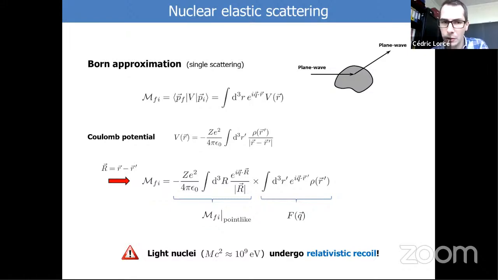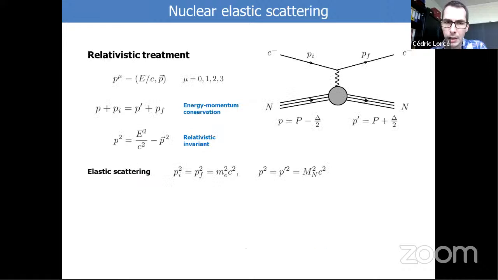So that's why we are forced to use a relativistic approach. Again, I won't go into the details because I know not everybody is very familiar with that. It's just to show you the generic spirit. So the relativistic treatment is the following. We consider the initial electron. We have an initial, for example, a nucleus, a light nucleus, or it could be a proton. So the electron has four-momentum p_i, and the nucleon has four-momentum p. What do I mean by four-momentum?